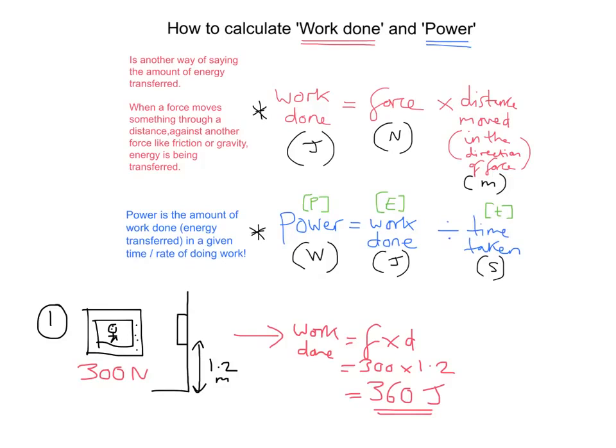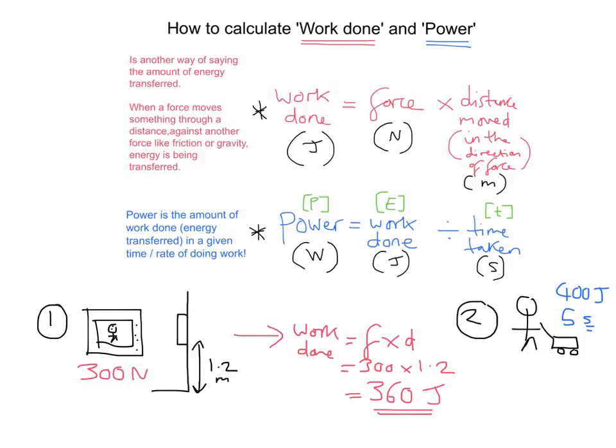Let's have one where we actually need to consider our power this time. So we've got a man pushing a wheelbarrow who does 400 joules of work in 5 seconds. So we've got a guy here with a wheelbarrow, and we're told that he does 400 joules, or uses 400 joules of work, and it takes him 5 seconds to do so.